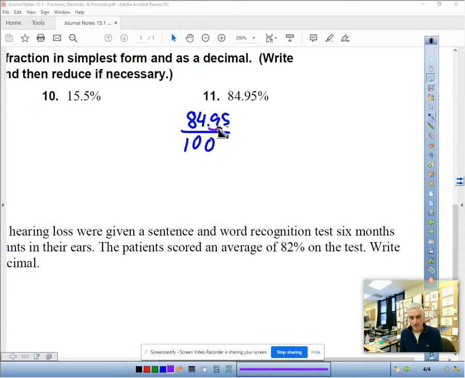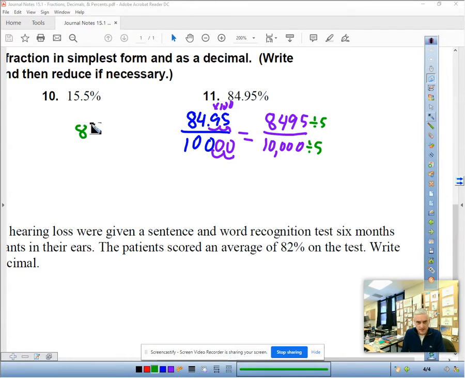So I need to move it 2 places to the right, which is essentially multiplying by 100. I have to move the one in the denominator 2 places to the right also, because if you do it on the top, you got to do it on the bottom. 1 add a 0, 2 add a 0. So now what we're looking at is 8,495 over 10,000. Yuck. All right, so to reduce it, first thing I notice, they're both divisible by 5. This ends in a 5, this ends in a 0. So I'm going to have to do some long division.